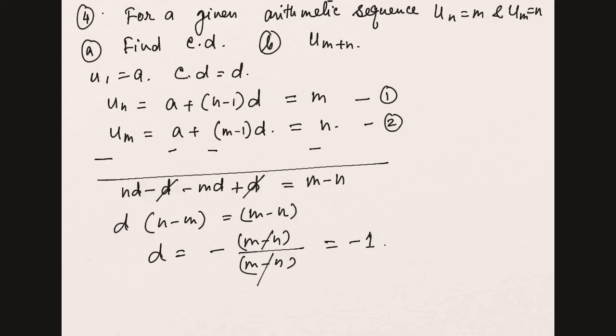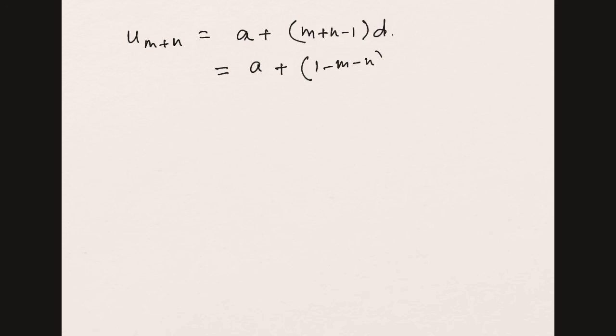So how will this come? U(m+n), this term I have to find out. To find out U(m+n), I'll write the same formula, that a plus (m plus n minus 1) into d. Now here d is minus 1. Here I already know my d is minus 1. So what I am doing is just multiplying by minus 1. So 1 is plus, now minus m minus n. This is my U(m+n).